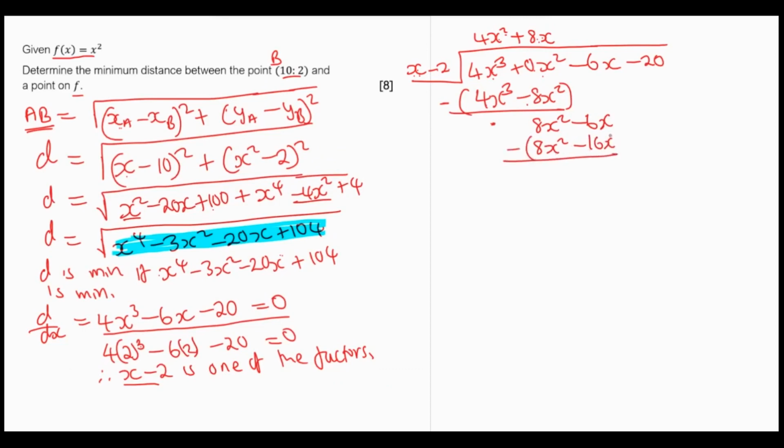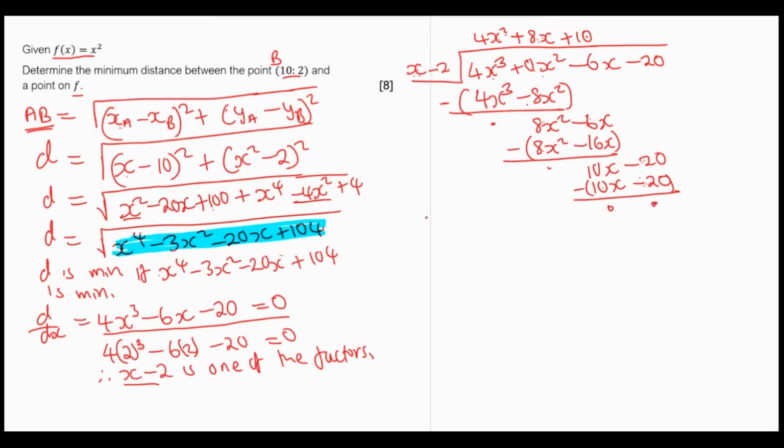Then we subtract this. 8x squared minus 8x squared, 0. Then negative 6x minus negative 16x, that is negative 6x plus 16x, making it 10x. Then we drop negative 20. x into 10x, that is positive 10. 10 times x, that is 10x. 10 times negative 2, that is negative 20. Then we subtract 10x minus 10x, 0. Negative 20 minus negative 20, that is negative 20 plus 20, which is 0.